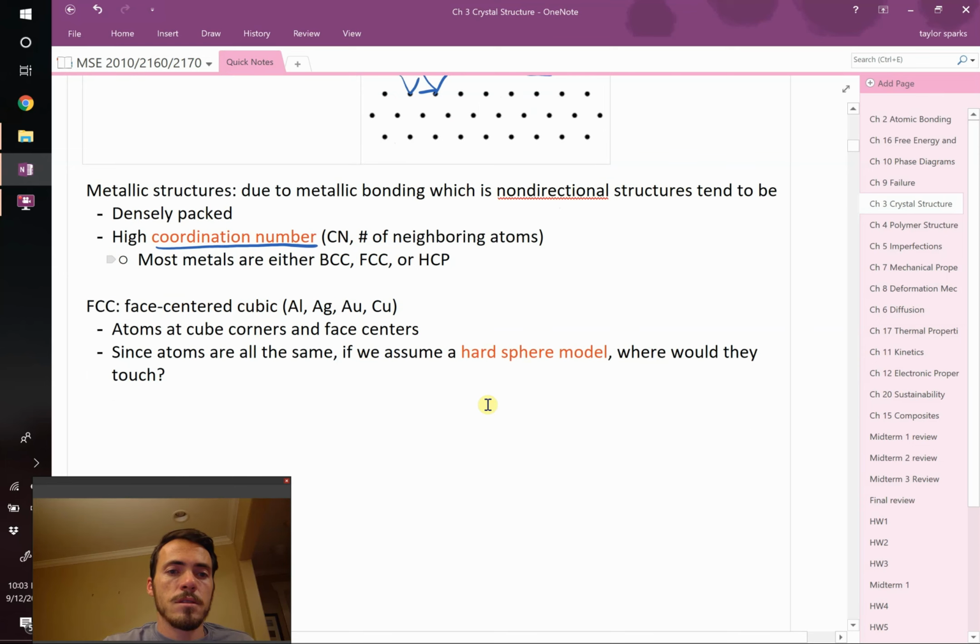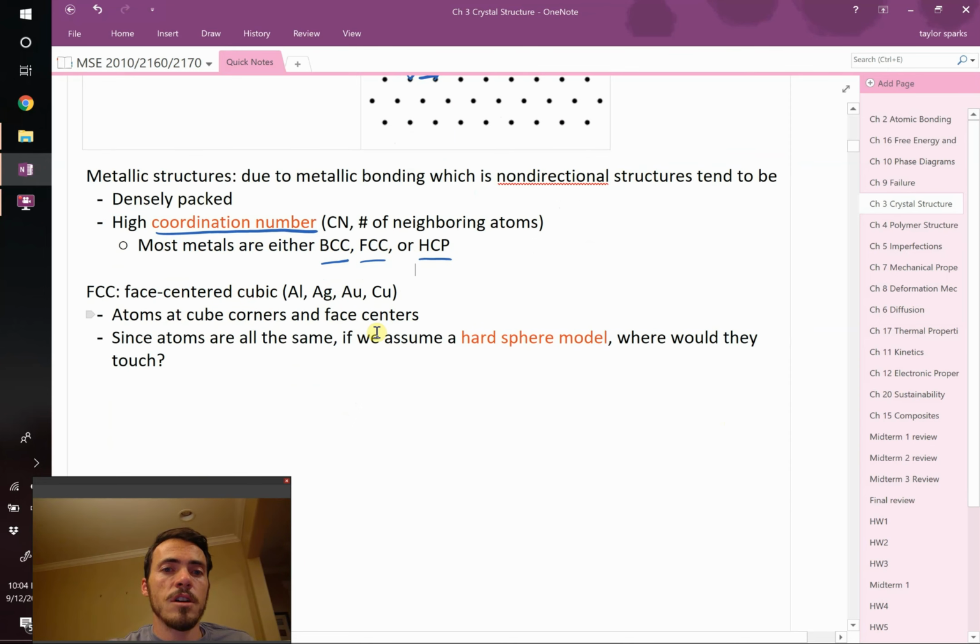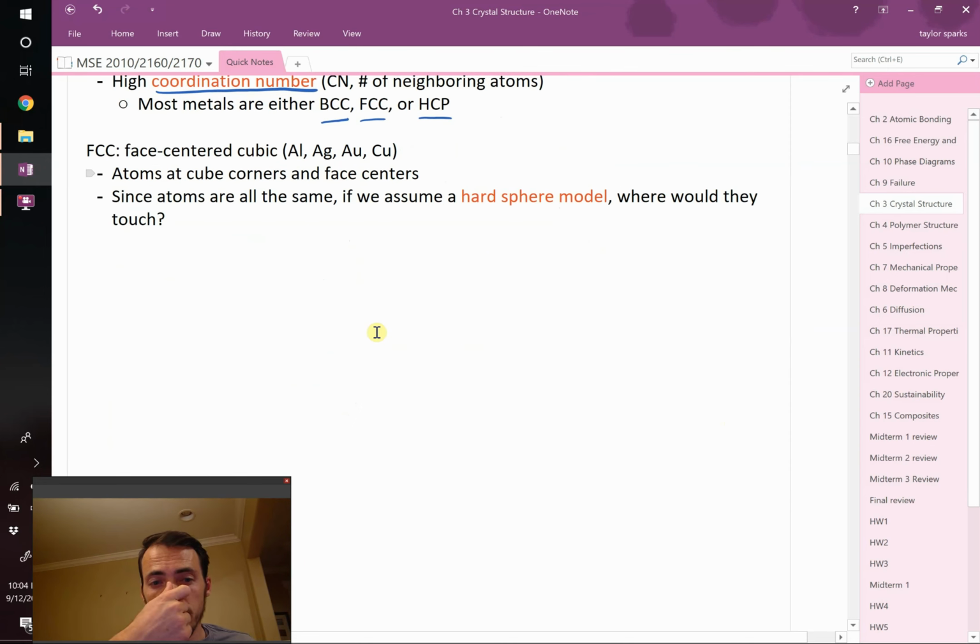Alright, so in metals, your coordination number tends to be a large number. You get high coordination. Okay? And so most of these metals can fit into a couple different classes: BCC, FCC, or HCP. We're going to describe each one of these in turn. Let's start with FCC. This stands for face-centered cubic, right?